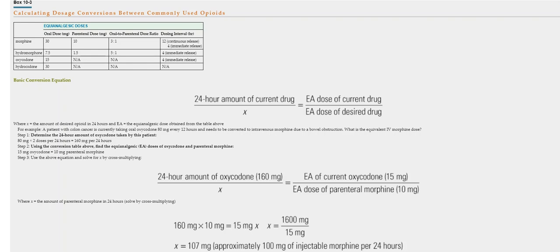As requested, this brief video gives a couple more examples of how to use the basic conversion equation for calculating equianalgesic doses from one opioid pain medication to another opioid pain medication. If a switch from one drug to another is ever required, then the clinician needs to perform the calculation because the potency of opioid analgesics is not exactly identical.